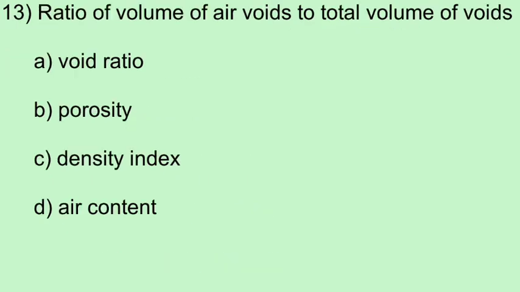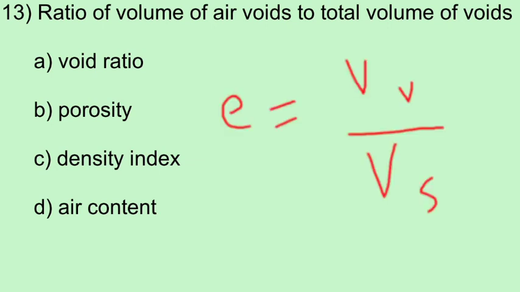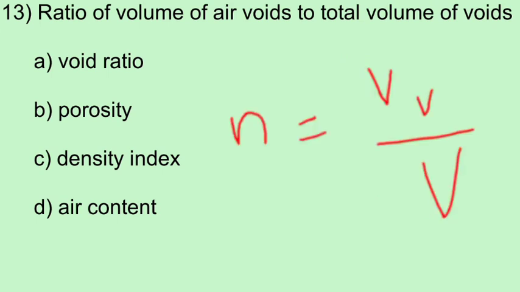Let us move to the next question. Ratio of volume of air voids to total volume of voids is: option A, void ratio; option B, porosity; option C, density index; and option D, air content. And the answer is option D, air content. Air content is the ratio of volume of air voids to total volume of voids. What is void ratio? Void ratio is volume of voids to volume of solids. What is porosity? Volume of voids to total volume.